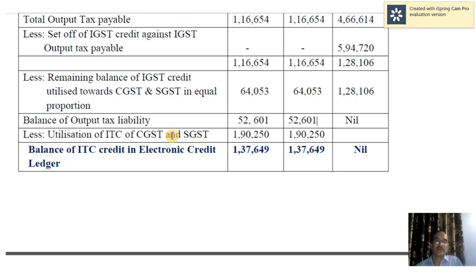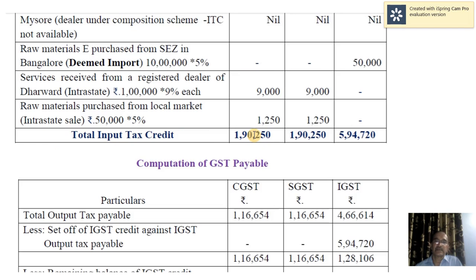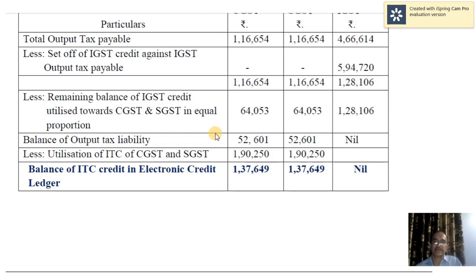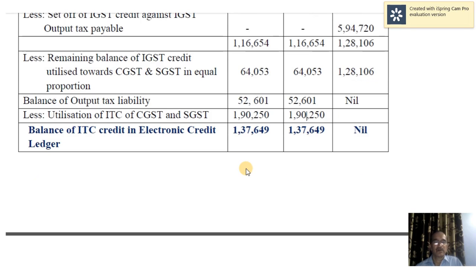Okay, now you have to utilize input tax credit of CGST and input tax credit of SGST. So utilize them. But here output tax liability is lesser than the input tax credit. So the balance remains in the electronic credit ledger, which can be utilized subsequently. So there is no GST liability payable at this juncture. So that's about this problem.